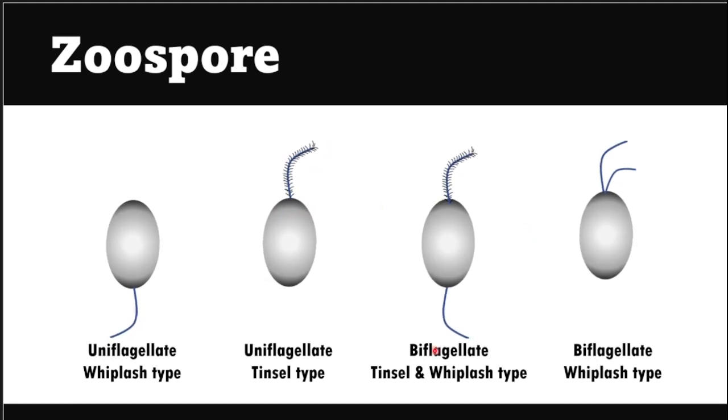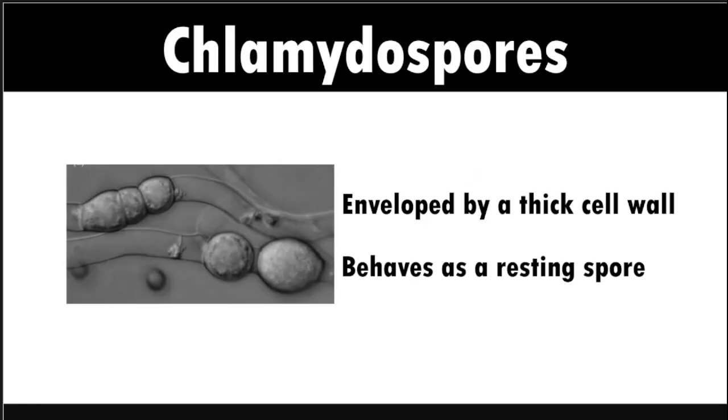Sometimes there can be biflagellate zoospores, with both tinsel and whiplash types, and there can be biflagellate zoospores with the whiplash type only. These are very important characters to categorize the Phycomycetes or lower fungi in nature. Then we will study Chlamydospores.